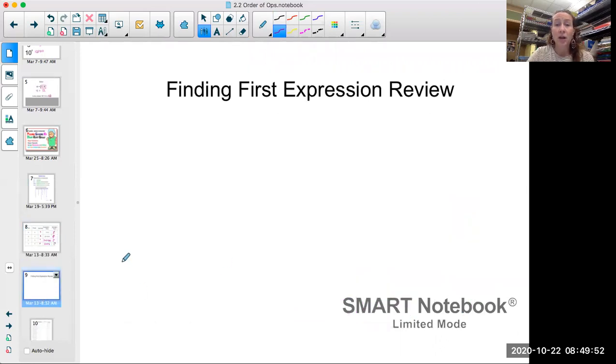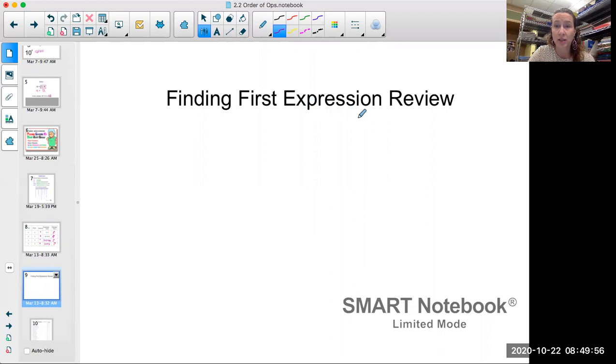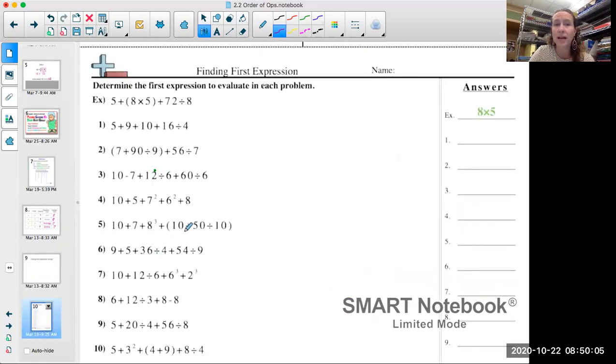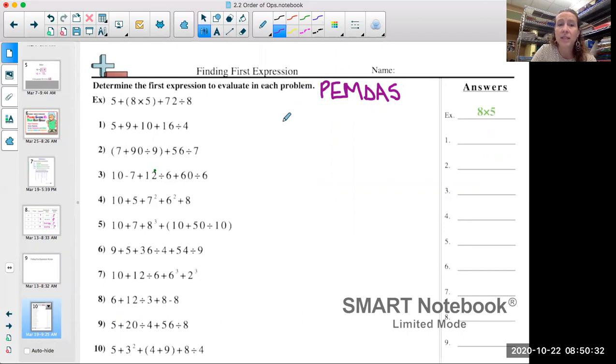Okay, so we need to find the first expression. So like I said, please excuse my dear Aunt Sally. We are going to look through this paper right here, and we're gonna find what we need to do first. Now I'm gonna give you a little clue up here. PEMDAS, right up here. So first we're looking for the parentheses. So in this example, our first thing to do would be this 8 times 5. See, here's the answer over here.